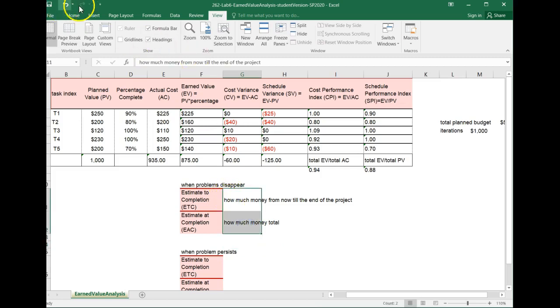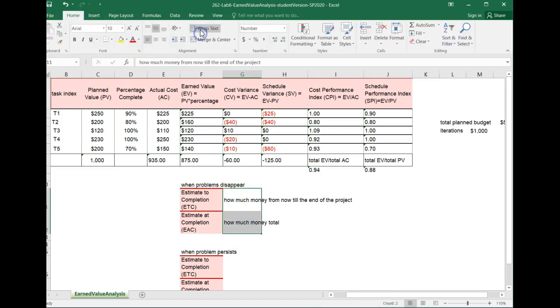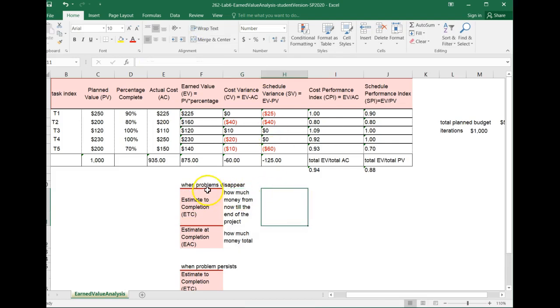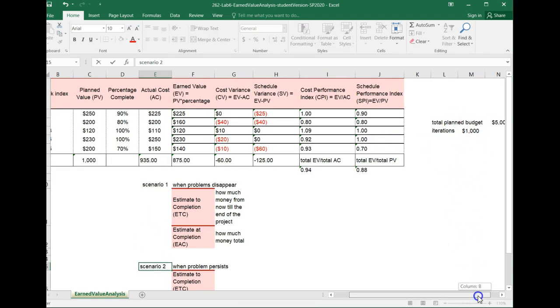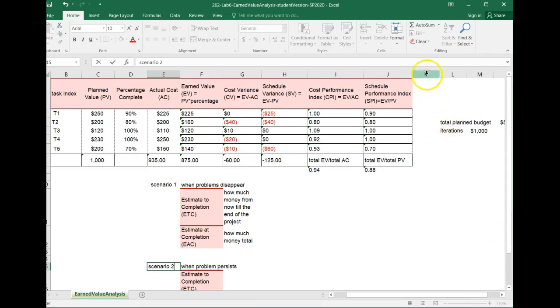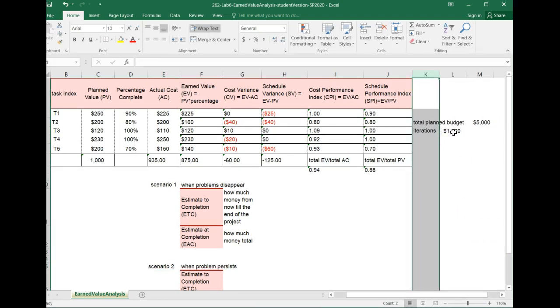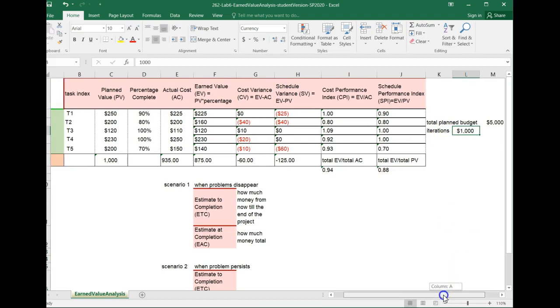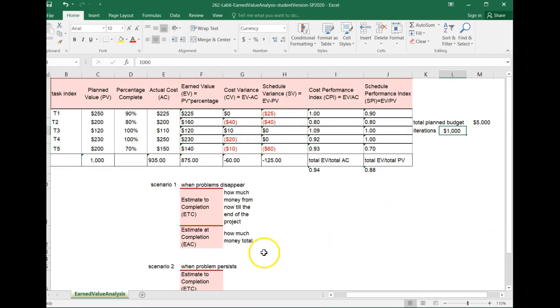So I need to explain to you a little bit of the idea here. When I say two scenarios, this is scenario 1, this is scenario 2, and I put my budget here. Total planned budget is $5,000, and each iteration would be $1,000, 5 iterations total. So I put them there so we can see everything in front of us.